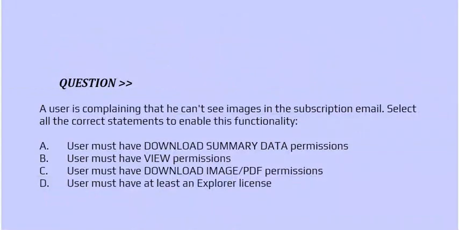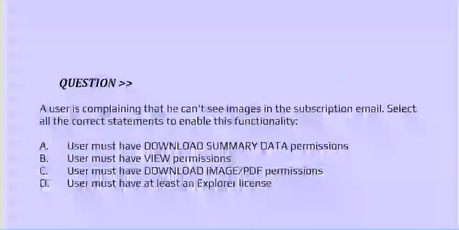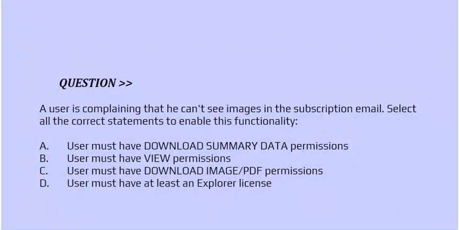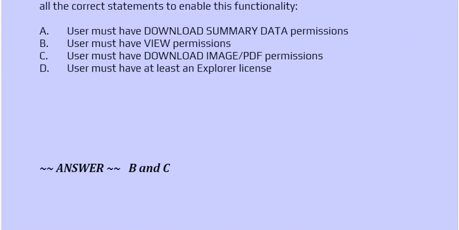Next question is, a user is complaining that he can't see images in the subscription email. Select all the correct statements to enable this functionality. Option A. User must have download summary data permissions. Option B. User must have view permissions. Option C. User must have download image PDF permissions. Option D. User must have at least an Explorer license. Correct answer is option B and option C.